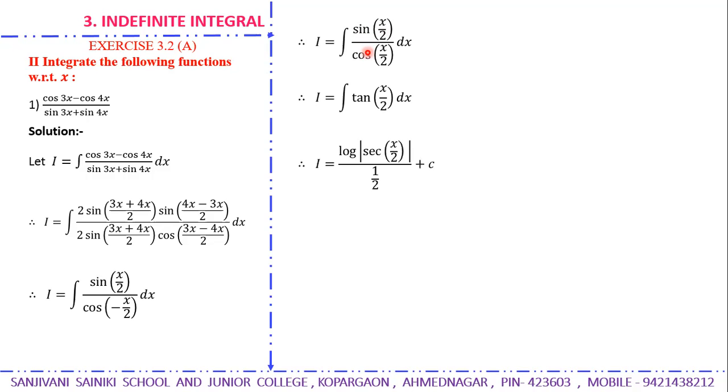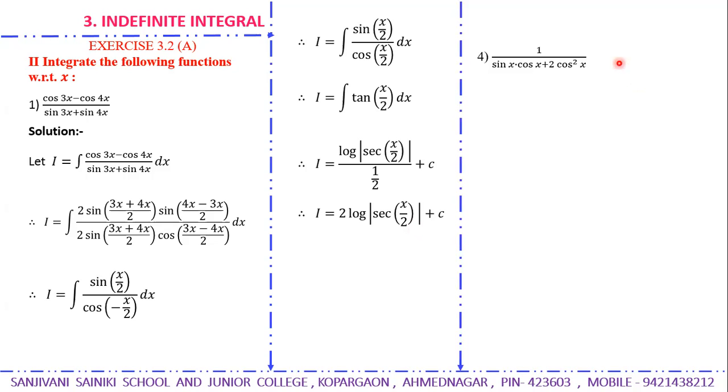and the integral of tan x by 2, we know, is log of modulus of sec x by 2 upon 2, as here the form is tan of a into x, and a is 1 by 2. So while finding the derivative we multiply by that constant, but in integration we divide by the constant a. So simplify. The integral is 2 times log of modulus sec x by 2 plus c.